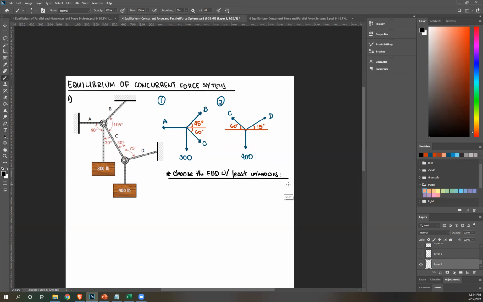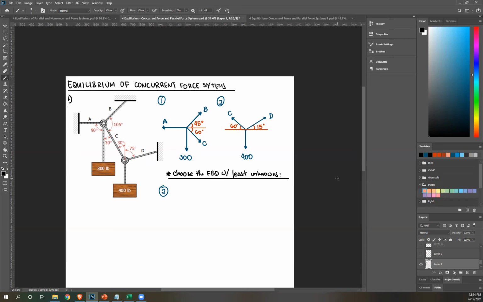So looking here, let's look at FBD1. That's 1, 2, 3, 3 unknowns: A, B, C. And then here, that's C, D, 2 unknowns. So obviously, this system has the lesser amount of unknowns. So we're going to start with that. Let's start with FBD2.